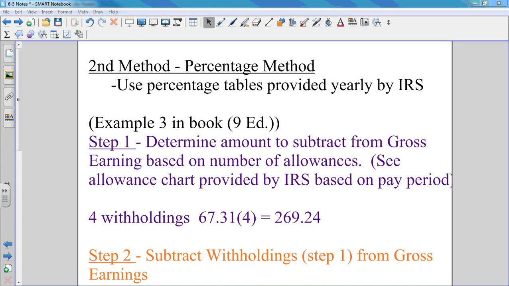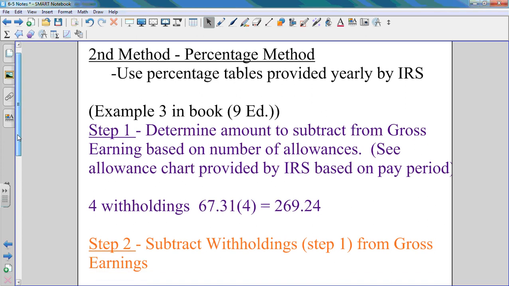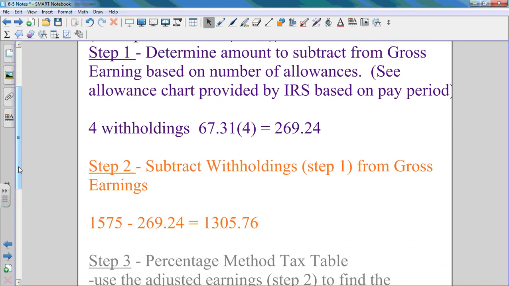Now, the first step, everybody has these steps written down, correct? Okay, the first step you do is you determine the amount to subtract from gross earnings based on the number of allowances. In the example in your book, example 3, the person has 4 withholdings, meaning maybe they have 2 kids and a wife, and they claim themselves. So they have 4 withholdings.